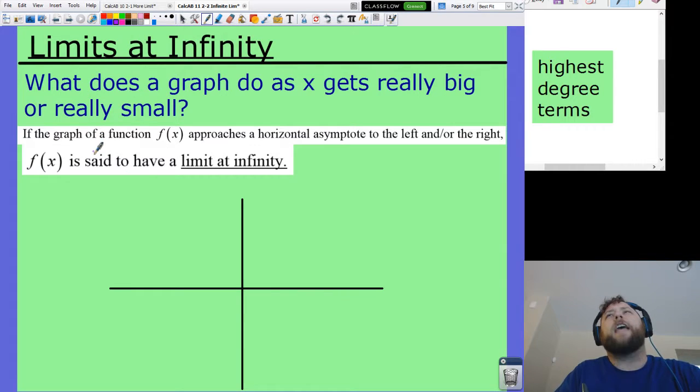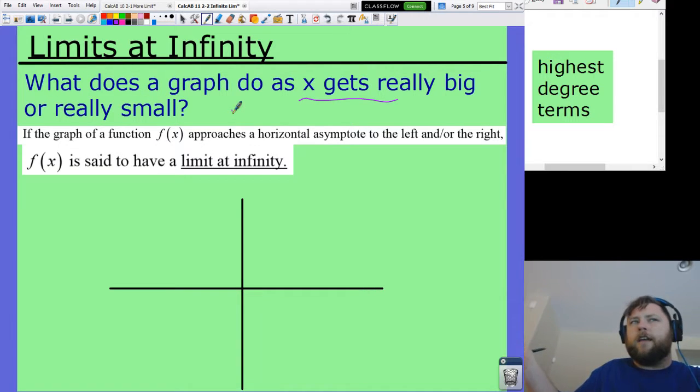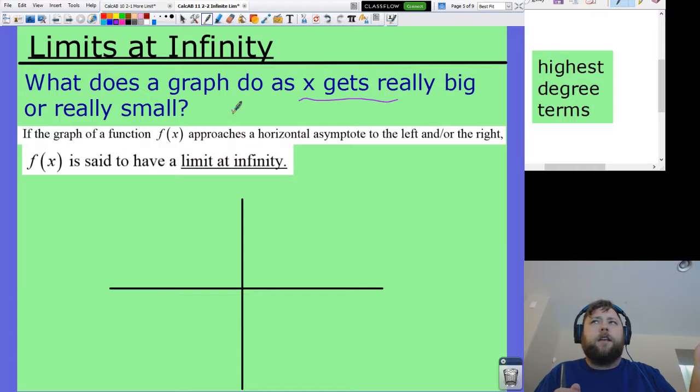Now, let's talk limits at infinity. So what does a graph of x do? We did a limit going to infinity last time. But what about when your graph goes really far to the negative side or really far to the right, to the positive side? What is it doing? We might want to define that.